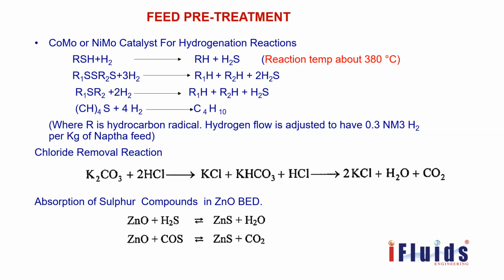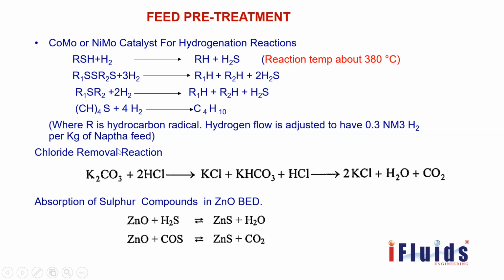Then chloride removal is another important step. For this, we use potassium carbonate as the catalyst. Potassium carbonate reacts with hydrogen chloride to form potassium chloride and potassium bicarbonate, and again it gives potassium chloride, H2O and CO2.